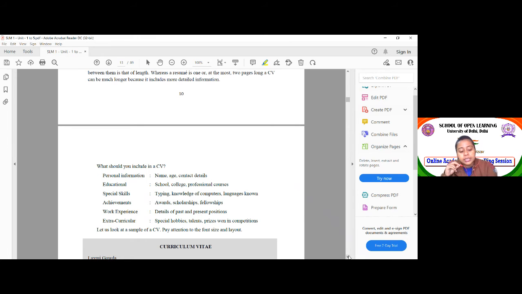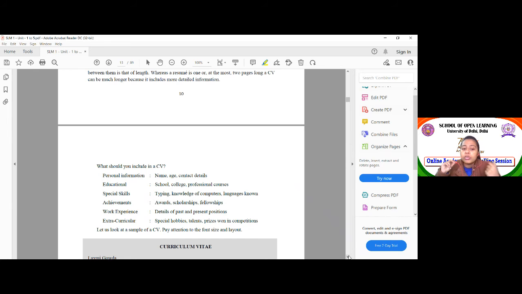So first, the most important thing is to let the person know who you are, which is why your personal information. Contact details are very important for a CV because if you are selected for the job, this is what they're going to see to contact you and let you know that you have been selected for the job. So your contact details and your name are very, very important. Now then educational qualifications. Then you talk about your school, college, what courses you have done. Where you have done it from, how much you scored, if you topped, what were you best at, etc.